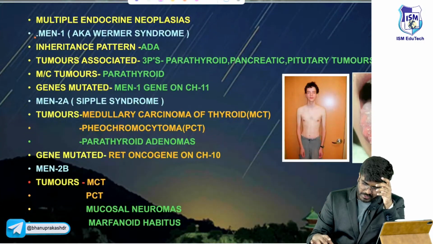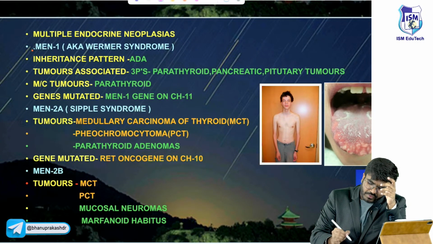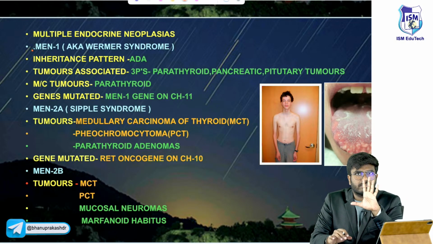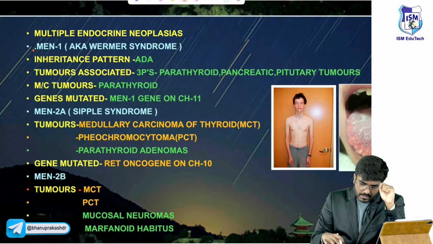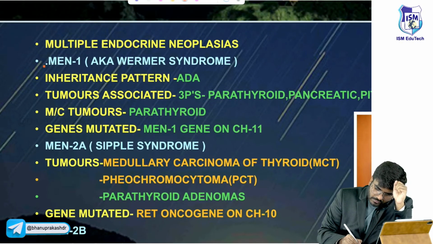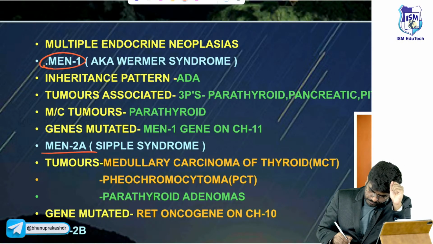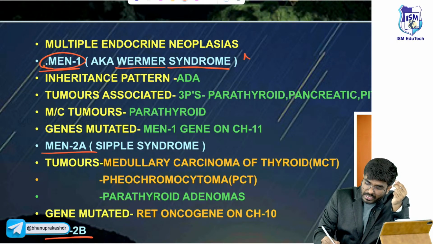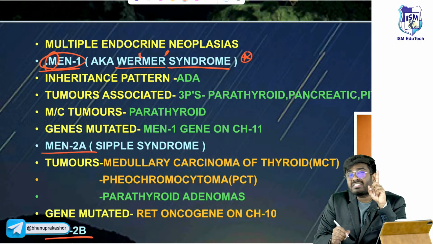Multiple endocrine neoplasias, one slide. Every time in your exam, 100%, there can be no exam without this. 100% the question is going to be there. So multiple endocrine neoplasias are of two types, MEN1 and MEN2. MEN1 is also called Wermer syndrome, not Werner, Wermer. Why? Because Werner is different.